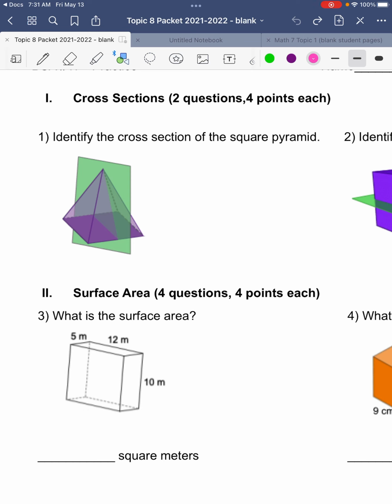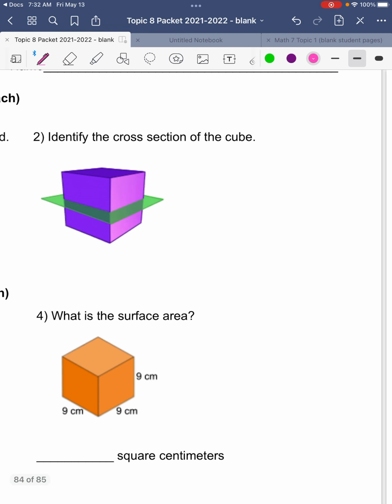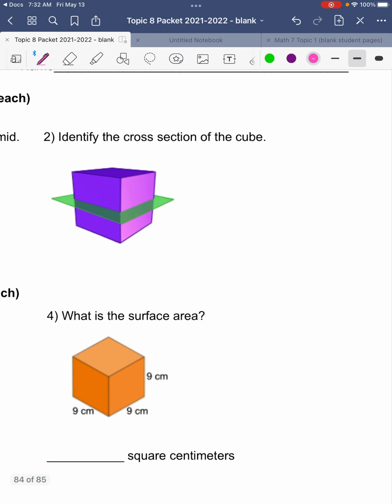It's a vertical cut. So it's not gonna match my base, but what I've gotta imagine is I've cut this thing from top to bottom. When I open it up, what shape am I gonna see? And here I'm gonna see a triangle. Oops, sorry y'all. Okay, now let's look at number two. Identify the cross-section of the cube.